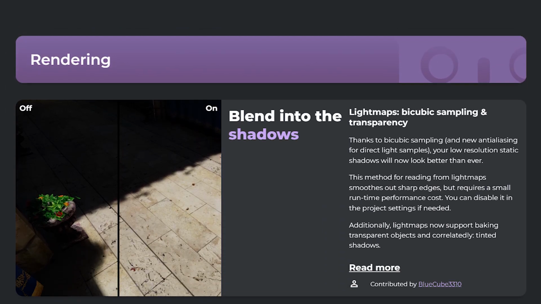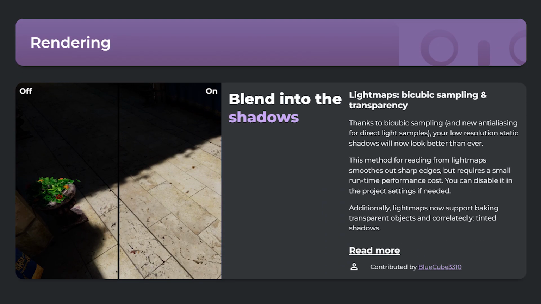Now, the rendering side has gotten a lot of updates, and recently Godot has been focusing on rendering a lot, especially on the shadow side and the retro style side. I don't know why they're focusing on this area, but I've seen updates on this previously and now as well. First of all, we have blending shadows. Using bicubic sampling and transparency, you can now blend shadows into the environment, which adds a little more of a touch of realism.